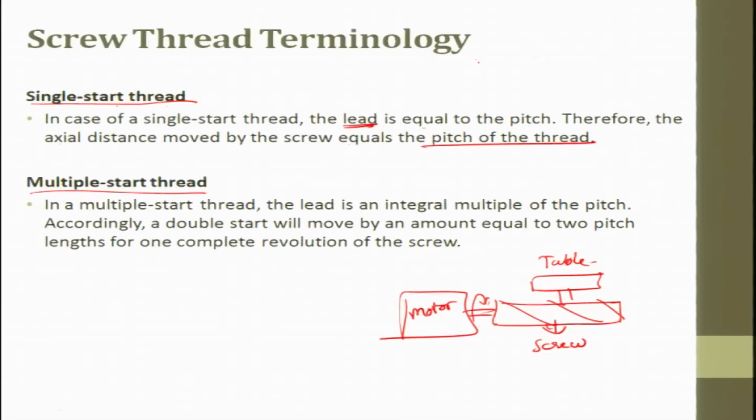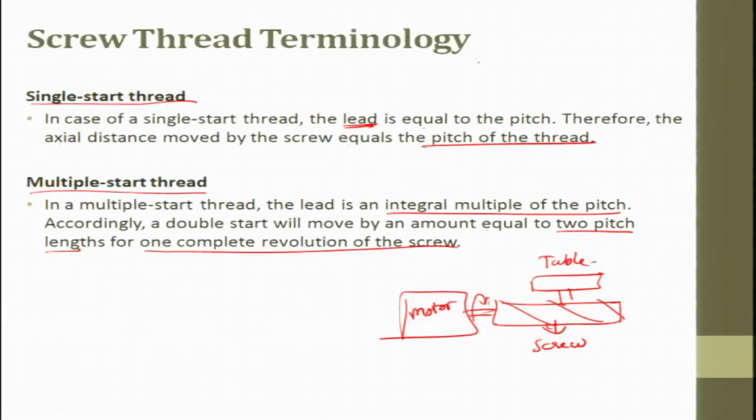So, this is an important parameter. There are also multiple start threads. In multiple start threads, the lead is an integral multiple of the pitch. Accordingly, you can have double start, triple start depending upon your requirements. A double start will move by an amount equal to 2 pitch length for one complete rotation of the screw.